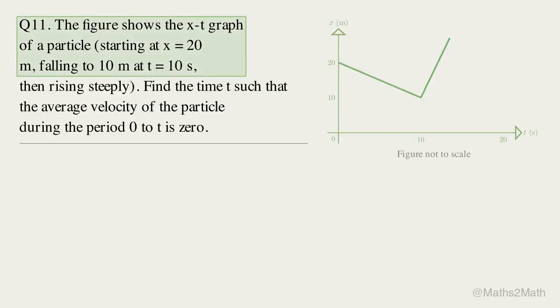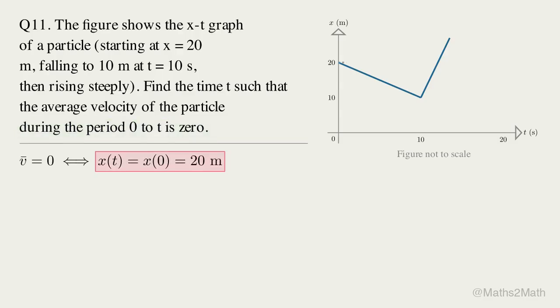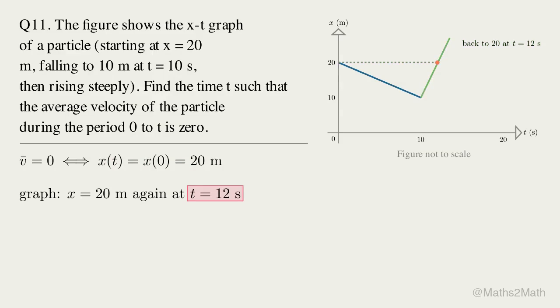Question 11. The xt graph starts at 20 meters, slides down to 10 meters at t equal 10 seconds, then climbs steeply. Find the time t at which the average velocity from 0 to t is 0. What does this mean? Average velocity 0 means 0 net displacement. The particle must be back at its starting x of 20 meters. Average velocity vanishes exactly when x returns to its initial value, 20 meters. Reading the graph, the rising branch crosses the level of 20 meters at t equal 12 seconds.